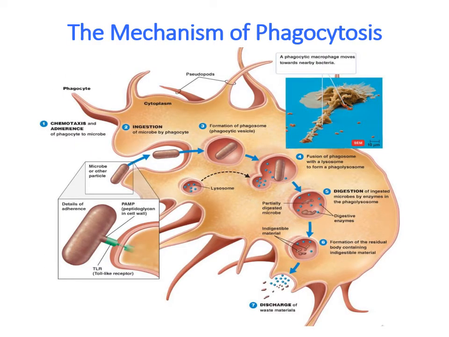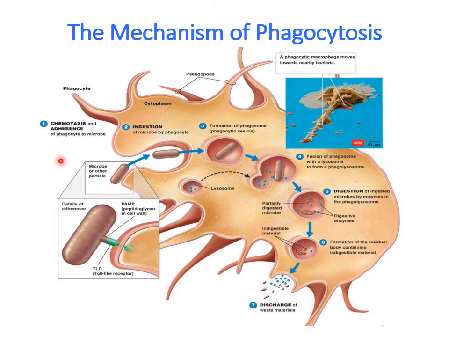This is a diagrammatic illustration of the different stages of phagocytosis. The first step is chemotaxis, followed by adherence. Chemotaxis is the chemical attraction of phagocytes to microorganisms. Among the chemotactic chemicals that attract phagocytes are microbial products, components of white blood cells, damaged tissues, and cytokines. Adherence is the attachment of the phagocyte's plasma membrane to the surface of the microorganism.